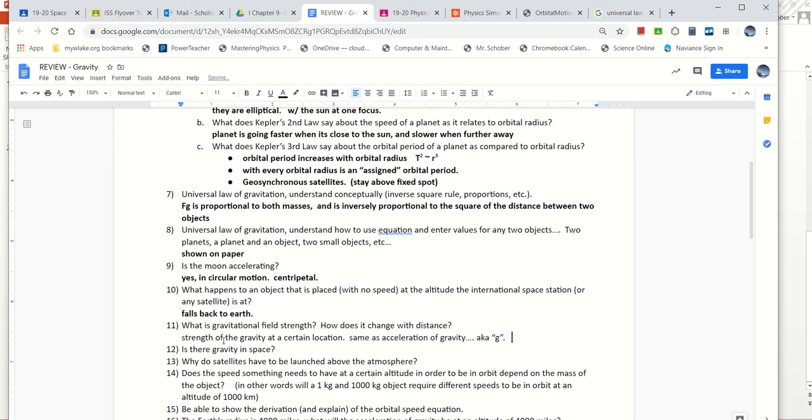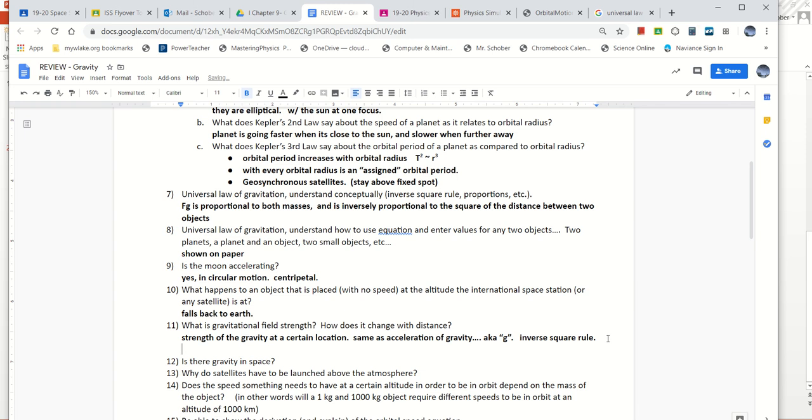And second part of that question, how does it change with distance? It also follows an inverse square rule. Okay? If you're twice as far away, it'll be 1/4 as much. So say at the surface of the Earth, right now we're 4,000 miles away from the center. That's equal to 6,400 kilometers. At 4,000 miles away, it's equal to 9.8 meters per second squared.